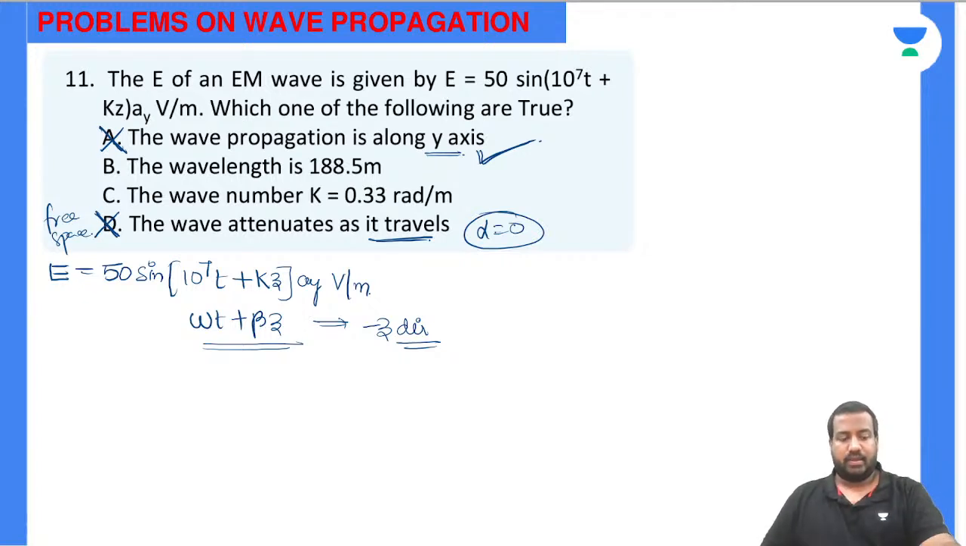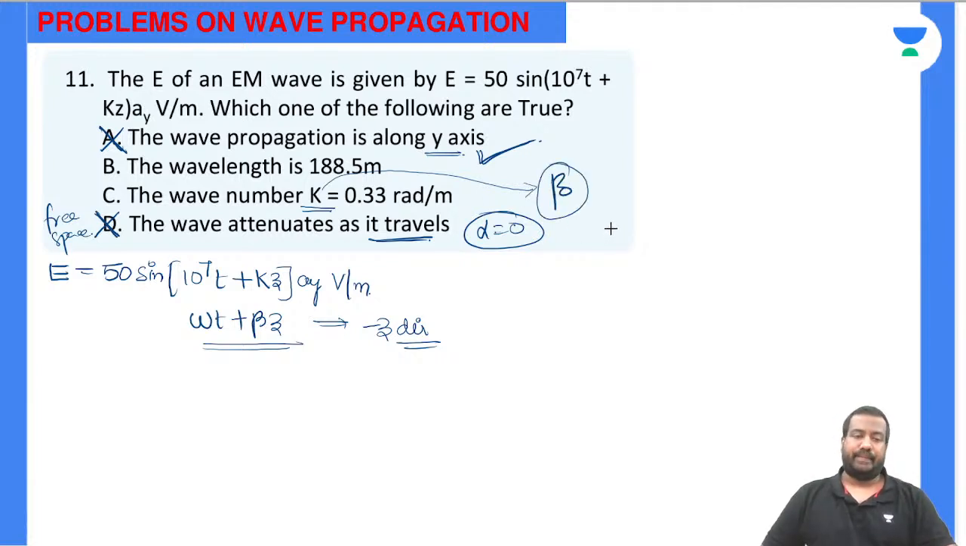B. What is K? Wave number means beta, the phase shift constant. How much is omega given here? 10 power 7 radian per second. The condition is free space.